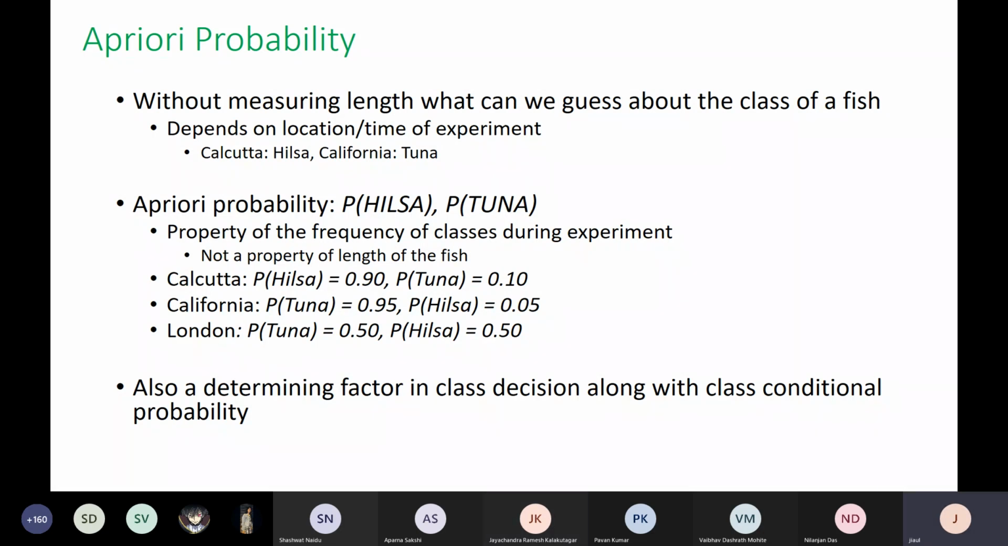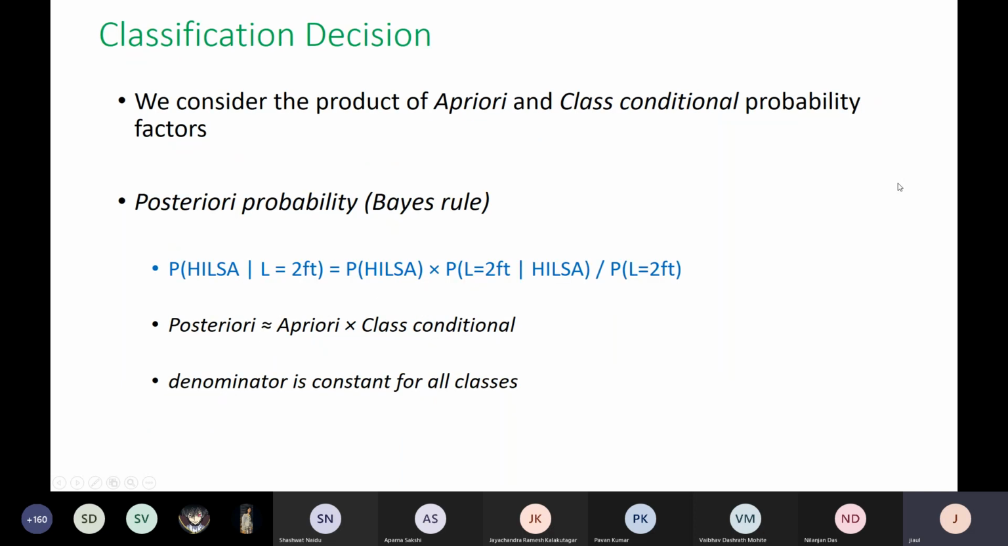Okay, so what we want to do in Bayesian classification is use these two, the a priori probability as well as the class conditional probability that we saw in the previous slide, together to make the decision. So let's see how we do this.